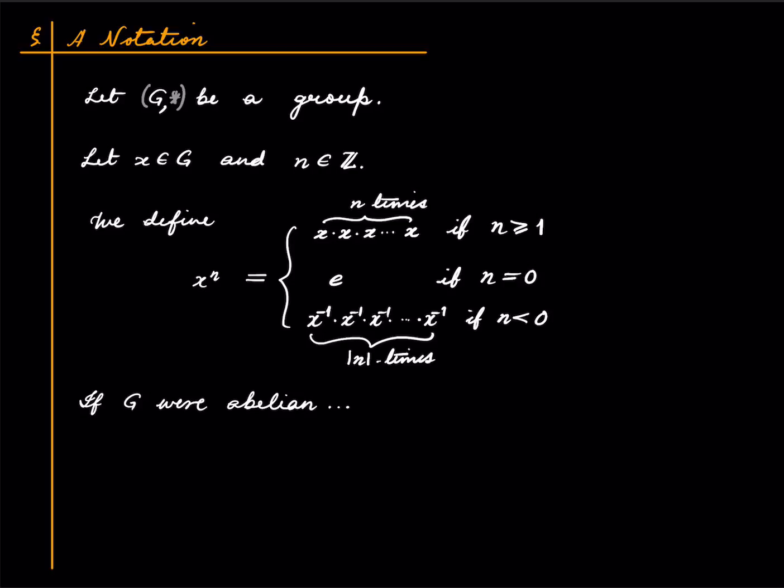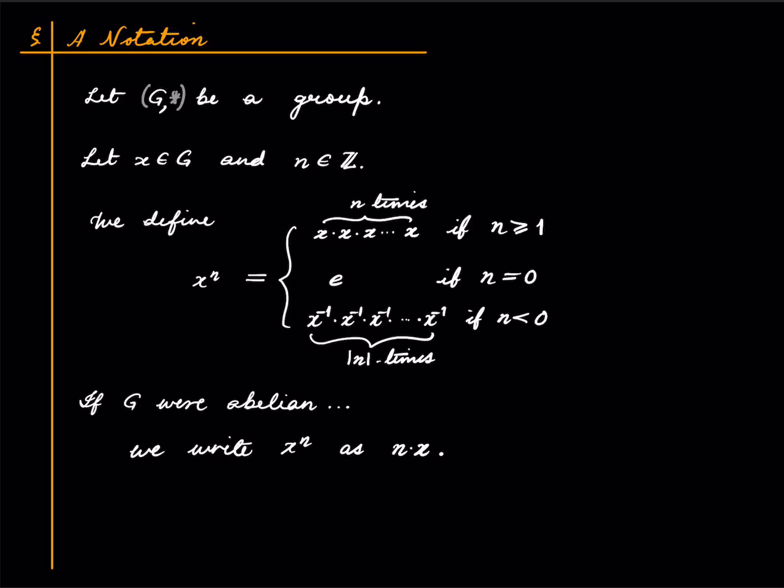Okay, so now if G were abelian, we typically do not write X to the N in that way. If G were abelian, we write X to the N as N dot X, or just simply NX, but typically N dot X.